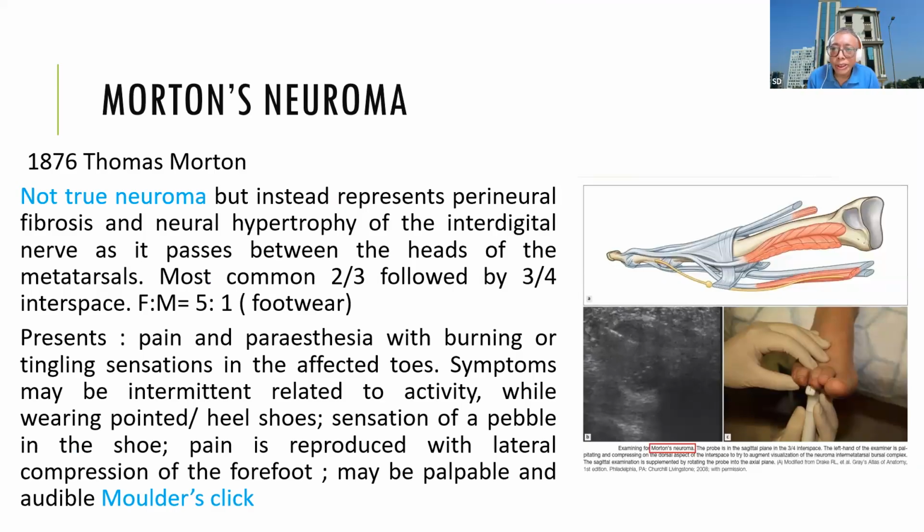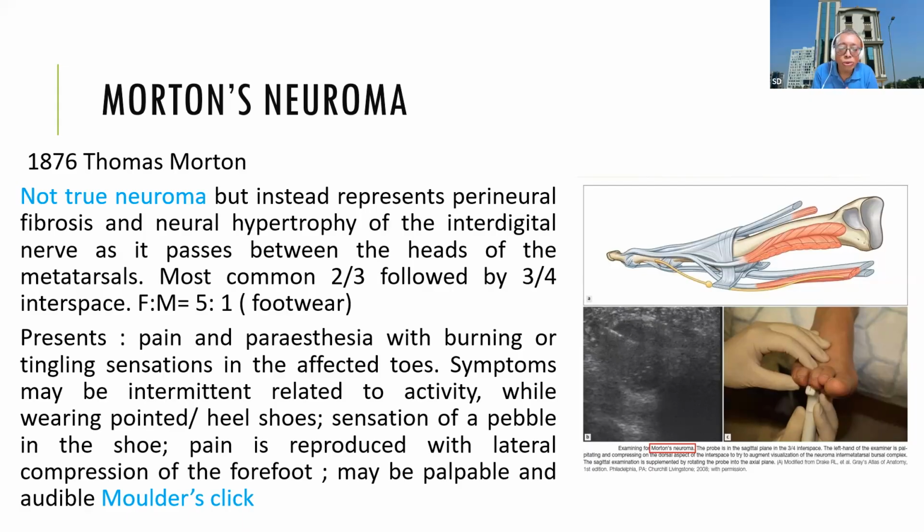Another common condition that is clinically encountered in our day-to-day practice is Morton's neuroma. Actually, it is a misnomer. It is not a true neuroma, but basically a perineural fibrosis or neural hypertrophy of the interdigital nerve as it passes between the two heads of the metatarsals. It was first described by Thomas Morton in 1876, and it is most common in the second and third interdigital space and the third and fourth interdigital space.